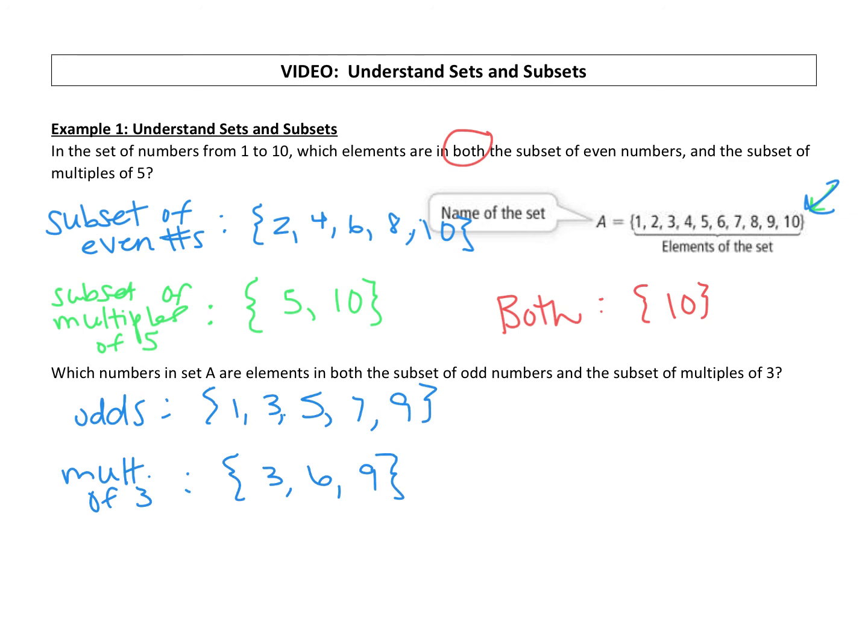All right, so which numbers are in both sets? I see that 3 is in both sets. Let's see, is there a 6 in both? Nope. Oh, and there's a 9 in both. So, which elements are in both subsets? We have a 3 and a 9. And we're done.